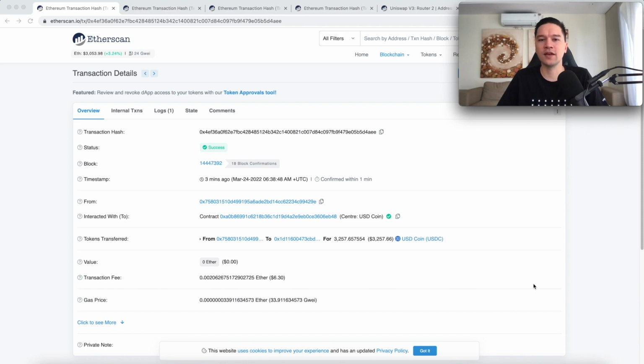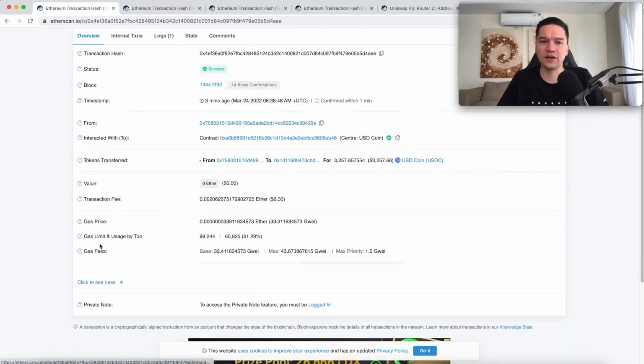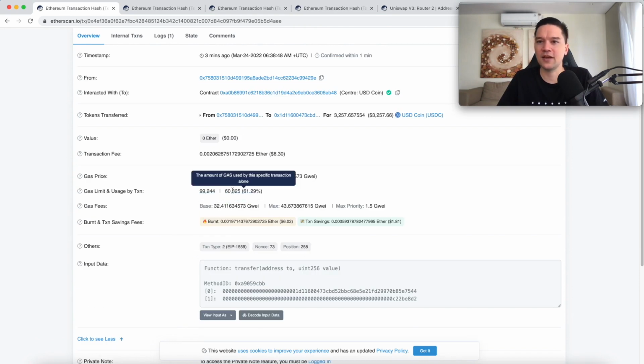The first thing we're going to look at is transferring an ERC-20 token. So over here, I'm looking at the USDC stable token transferred from this address to this address. They sent about $3,000 worth of these tokens. The gas used by this transaction was 60,000 gas. Again, note that gas limit and gas usage are different. As I mentioned in the last video, I'll be describing what gas limit is later, but this is how much was actually used by the transaction, 60,000 gas.